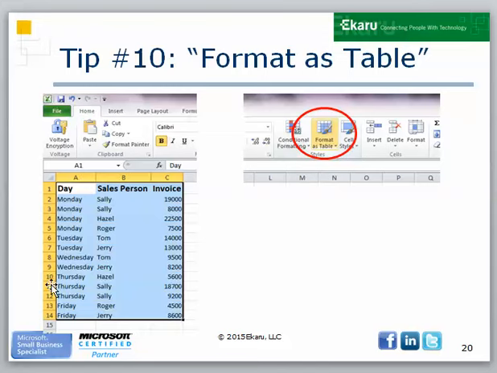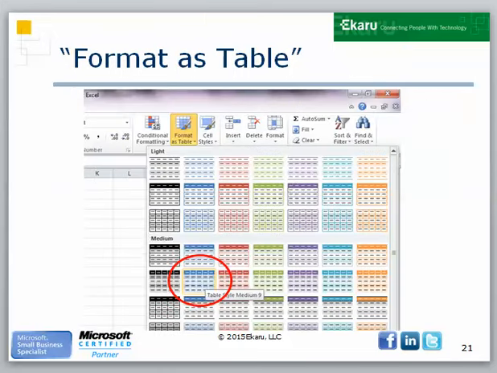So again, I'm starting with my really basic spreadsheet. I'm going to click on the Format as Table button. Okay, and now all of a sudden I have all these options. So I can pick different colors, different ways of displaying it. You can see this is shaded every other line and the blue.